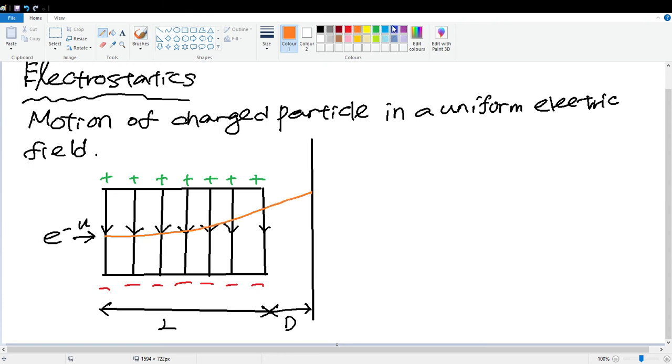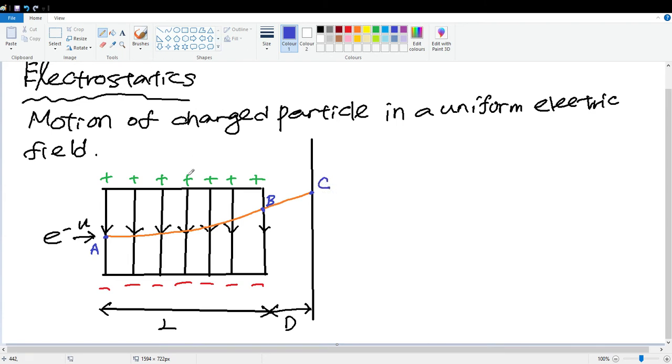Initially the electron enters this region of the electric field at this point, which we consider as point A. After passing through the electric field, as the electron is being deflected, the point where the electron is about to exit the region of the electric field is B. This point is where the electron finally stops, which we consider as point C.